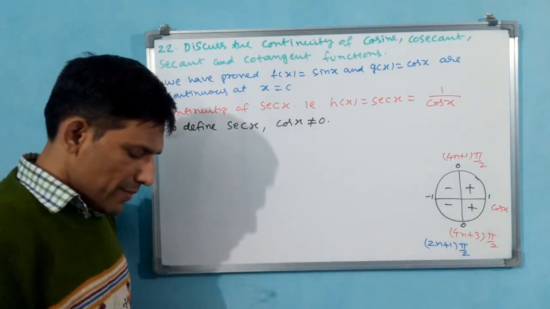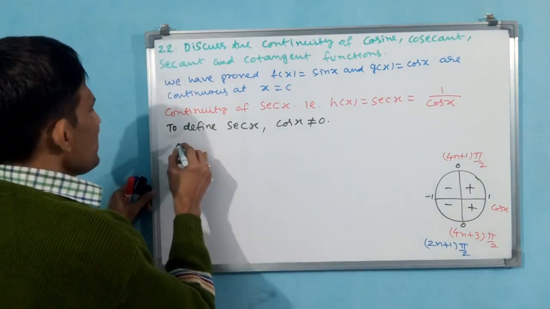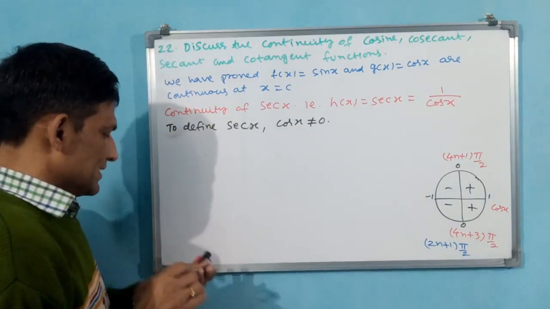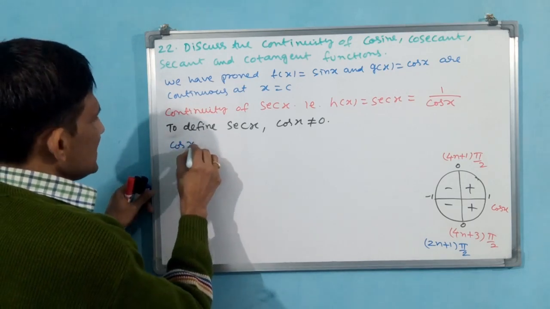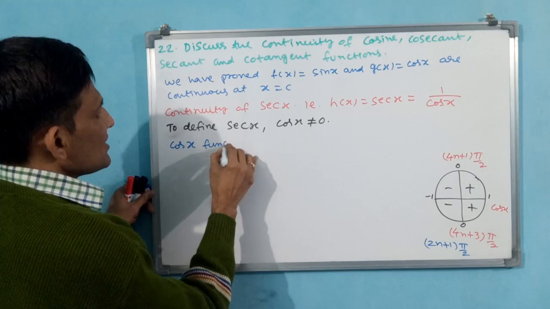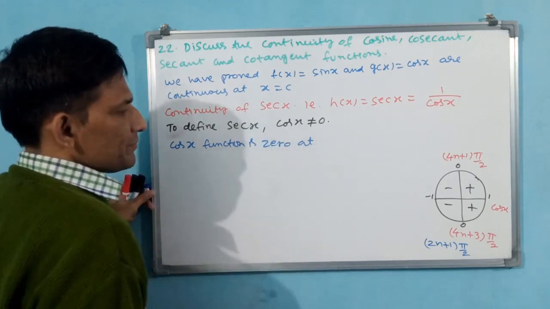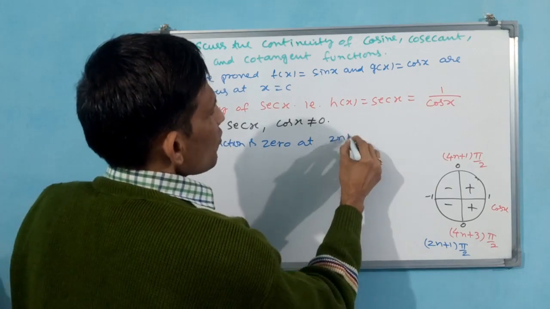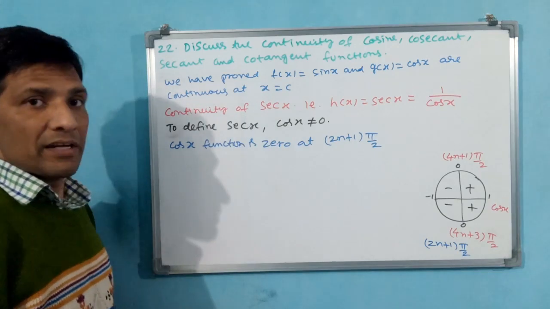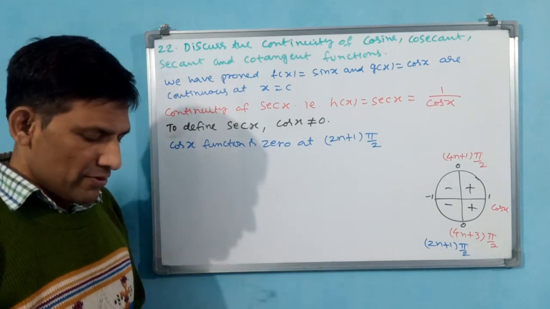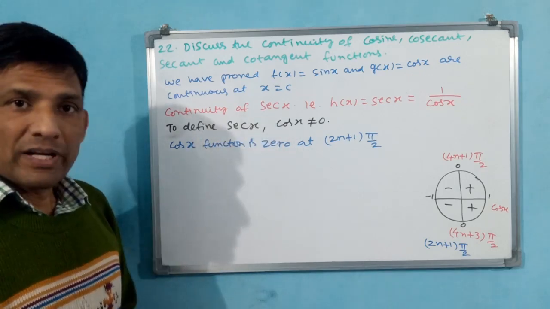Now you tell me, write down: cos x function is 0 at 2n plus 1 pi by 2. Now you tell me, continuity of secant x we can write.